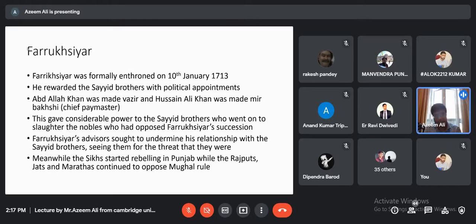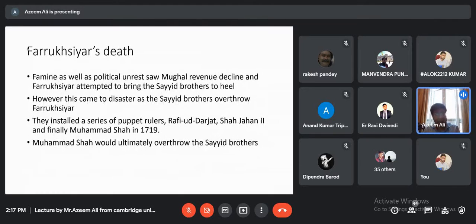And then while this was all going on at Mughal court, the Sikhs started rebelling in Punjab, and the Rajputs, Jats, and Marathas continued to oppose Mughal rule. So there was all this unrest festering across the Mughal Empire, bubbling away, eating away at the foundation of Mughal rule. And then there was also famine, and this political unrest I just described also saw Mughal revenue decline.